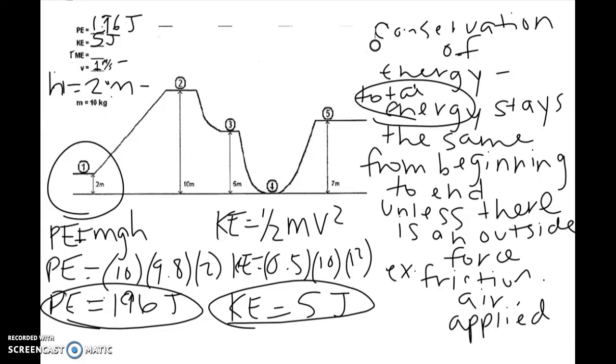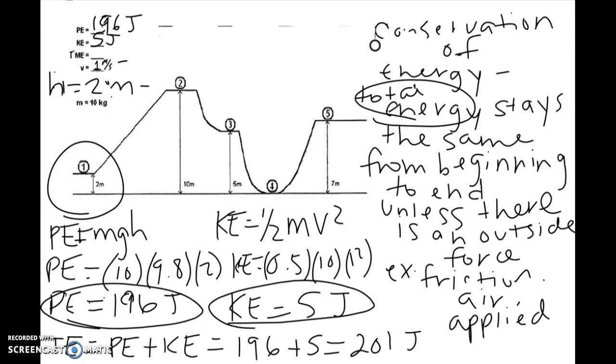Okay, so I know that my potential energy is 196. I know my kinetic energy is 5 joules. Well, that means my total energy is the sum of potential plus kinetic. So my potential energy is 196 plus my kinetic is 5. That gives me 201 joules of total energy.